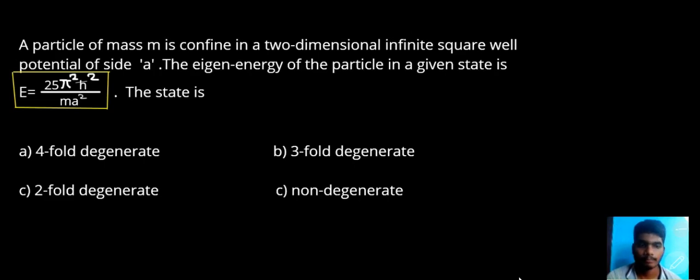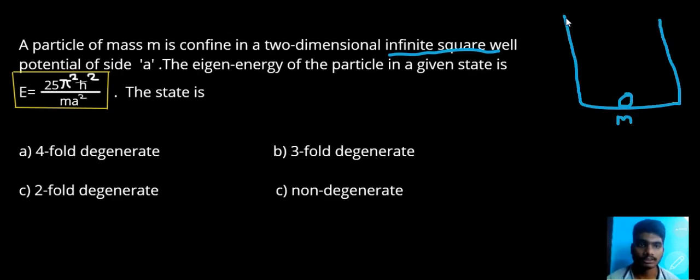Hello everyone. Here the question says, a particle of mass m is confined in a two-dimensional infinite square potential of side a. So we are going to keep a particle of mass m in a two-dimensional infinite square box. The potential of a side is going to be a. So potential is going to be a.